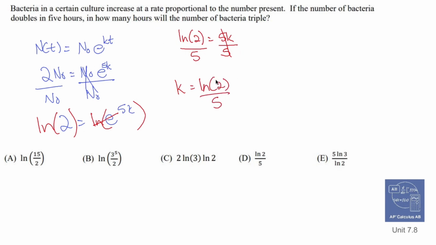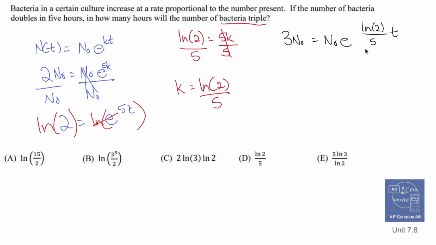Now that we have K, I care about what's going to happen when the bacteria triples. So I'm going to create a very similar equation to the one I have over here. I'm going to do 3 N sub 0 equals N sub 0 e to the 5 times ln of 2 over 5. And you know what? I want how many hours, so I don't know t. So let's get rid of that 5. Silly me, wasn't thinking there. Let's get rid of that 5 and make it a t, like so, over 5. All right, much better.